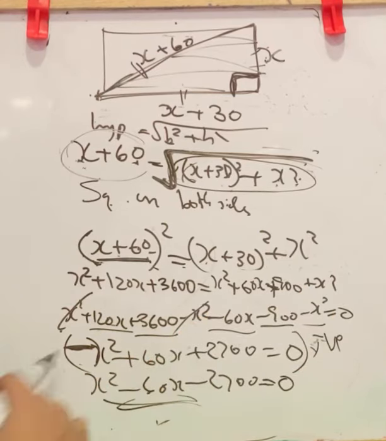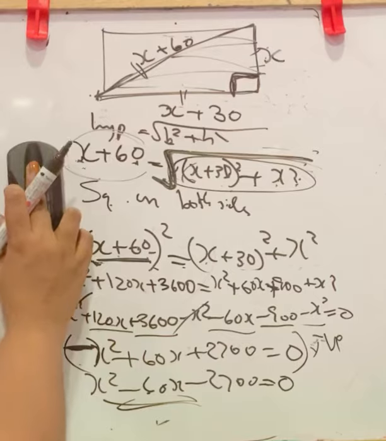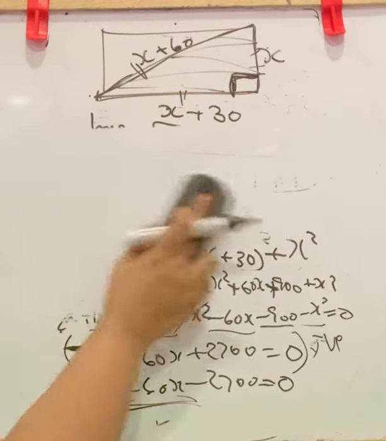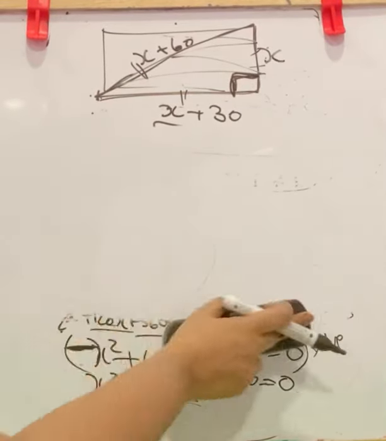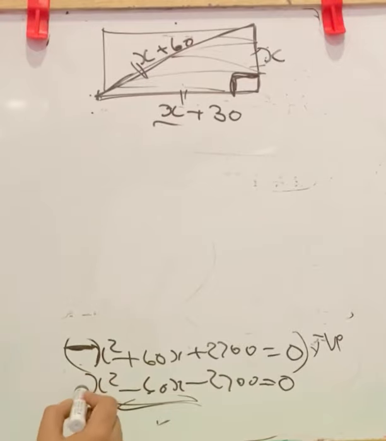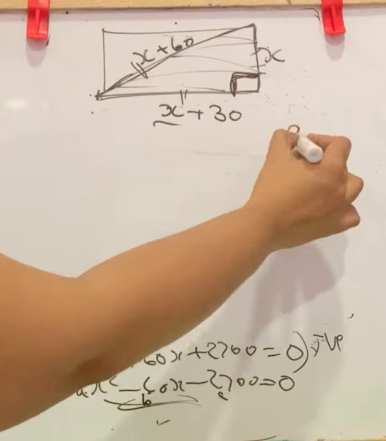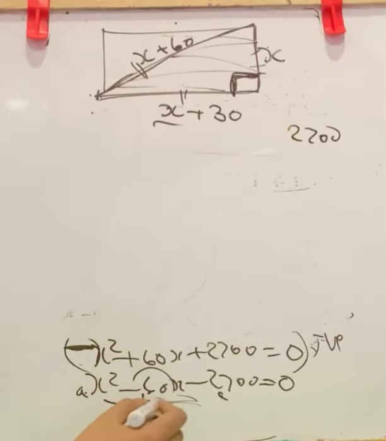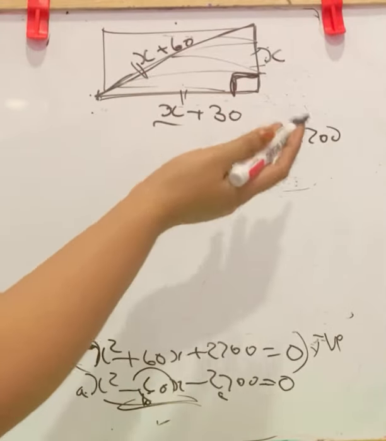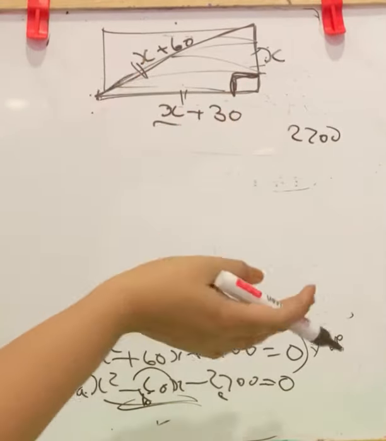This is the quadratic equation. Now we have to solve it by the middle term splitting method. For that, this is A, this is B, this is C. A into C is 2700. You want factors which, after multiplying, give 2700 and, after adding or subtracting, give 60. 1 into 2700 like that. So many factors are there.